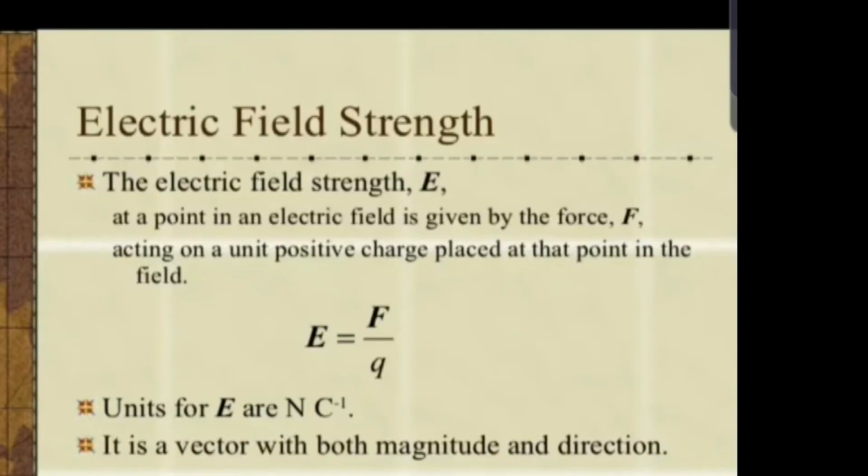So once again, electric field or electric field strength or intensity of electric field at a point is given by the force acting on a unit positive charge placed at that point in the field, or E is equal to F by Q. And the very important point, the SI unit of electric field is Newton per Coulomb, or Newton coulomb raised to -1. And remember, it is a vector quantity which has both magnitude and direction.